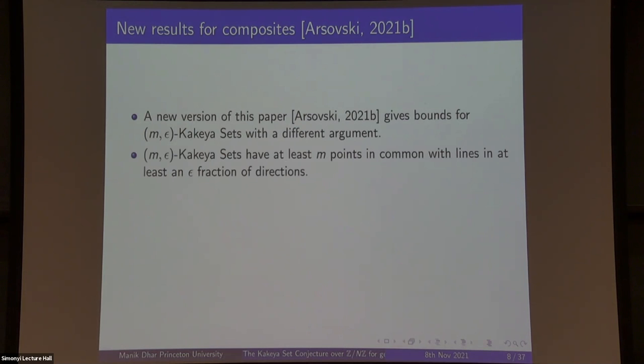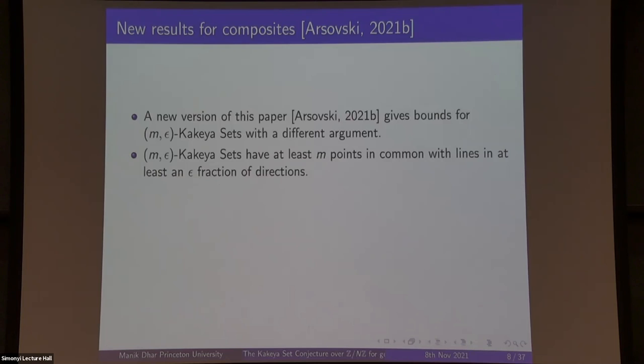In an m epsilon Kakeya set, instead of having lines in every direction completely contained in your set, you only have lines in an epsilon fraction of directions, and they're not completely contained. They just have at least m points in common with your set. So it's a much weaker property, and you want to ask the same question. Do we have lower bounds which will not depend on m and epsilon? And what will they look like?